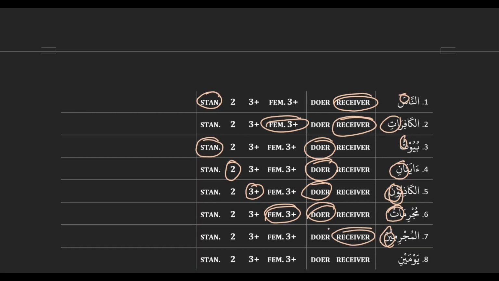Yawmaini. Look at it carefully. We have to look at the full ending. So the original is Yawm. Aini is our label. An, aini, ina, atin. Aini is receiver, and it is dual.